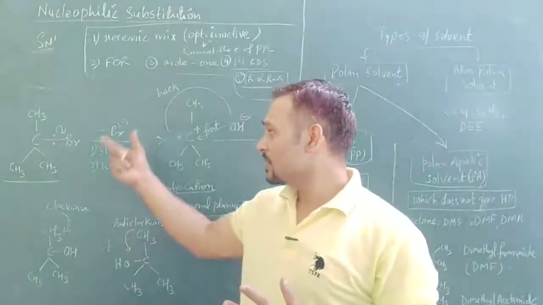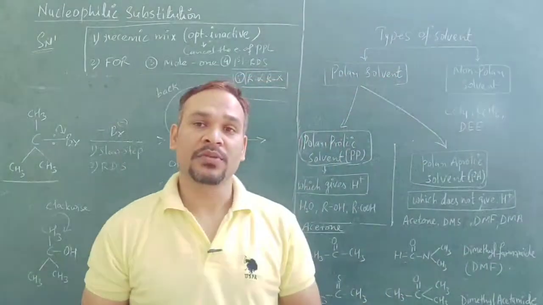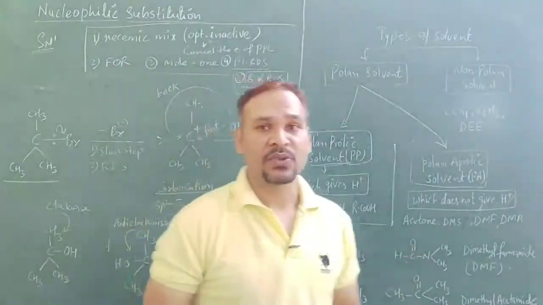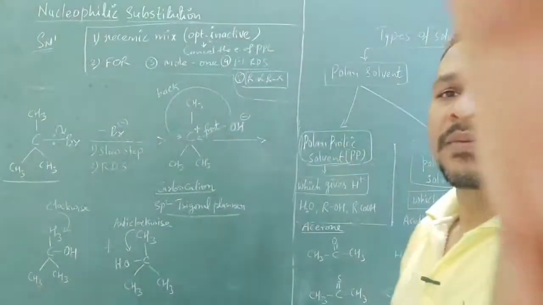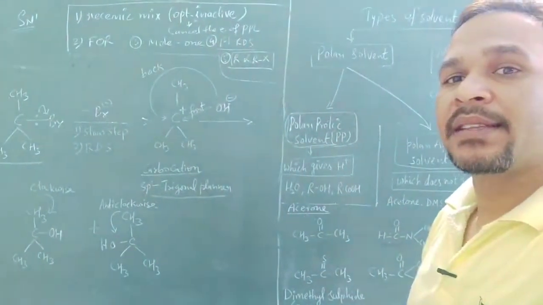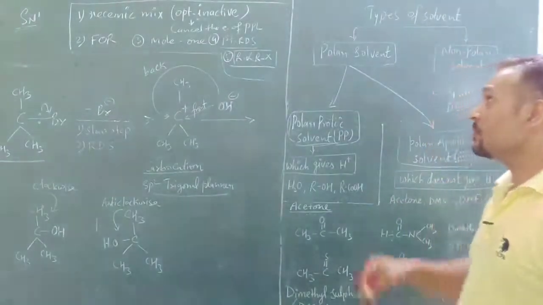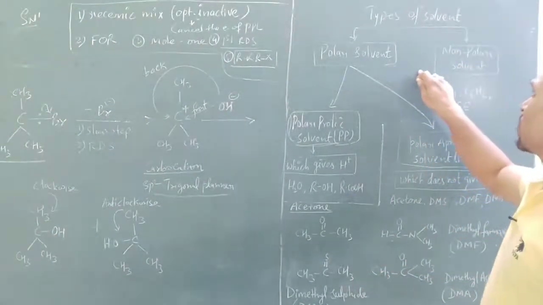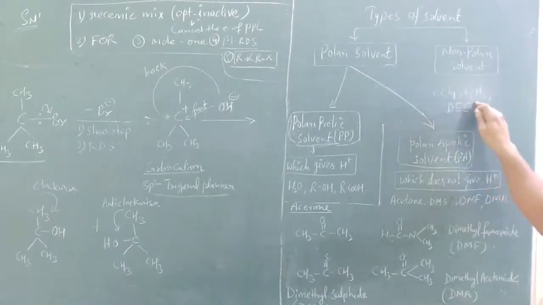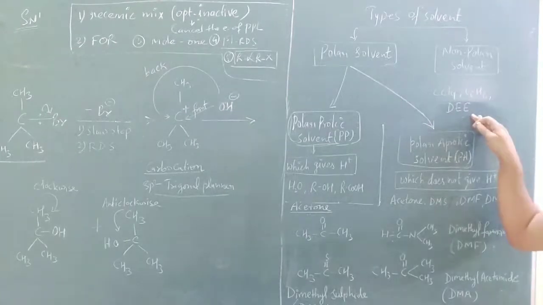So before we jump into the reaction, first we look into the types of solvent, right? There are two types of solvent, as you can see. The first one is polar solvent, another is non-polar solvent. Here you can see the polar solvent and non-polar solvent. Non-polar solvents like carbon tetrachloride, benzene, diethyl ether, they are non-polar solvents.